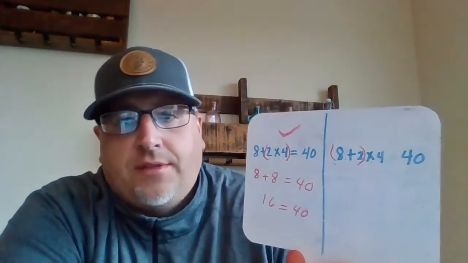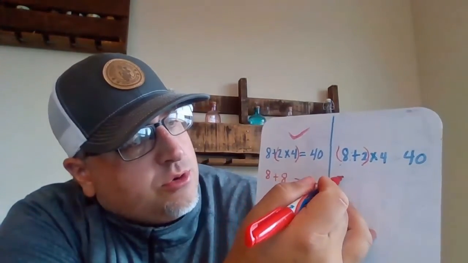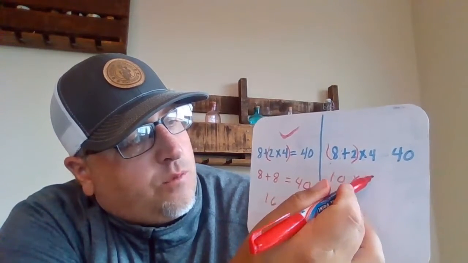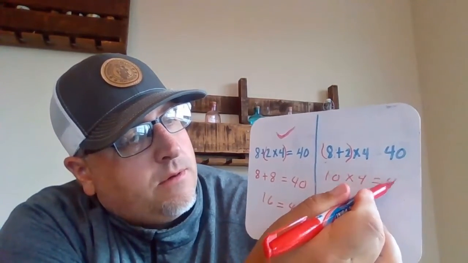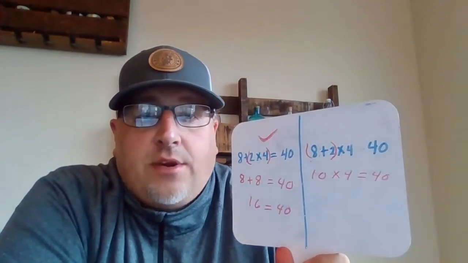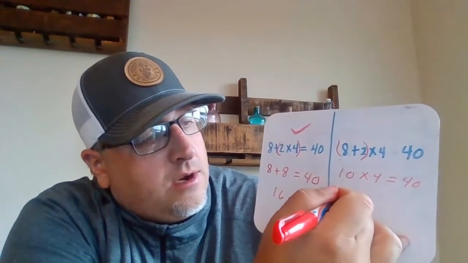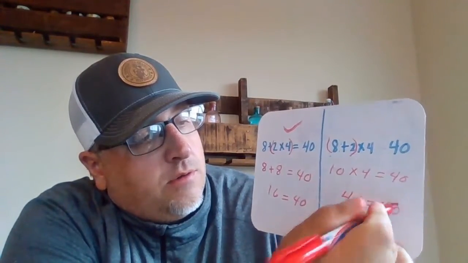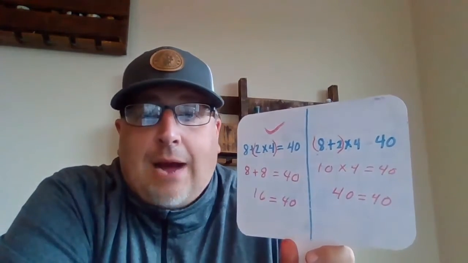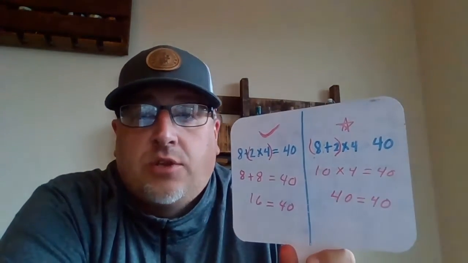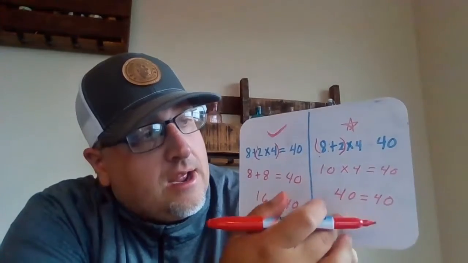Let's take a look when we put the parentheses here. We have 8 plus 2, which is 10. We bring down times 4 equals 40. Okay? 10 times 4. Count by 10 4 times. 10, 20, 30, 40. We have 40 equals 40. Is that one correct? Yes. We'll put a star right here. Yes, this problem is correct where we insert the parentheses that way because we have 40 on both sides.